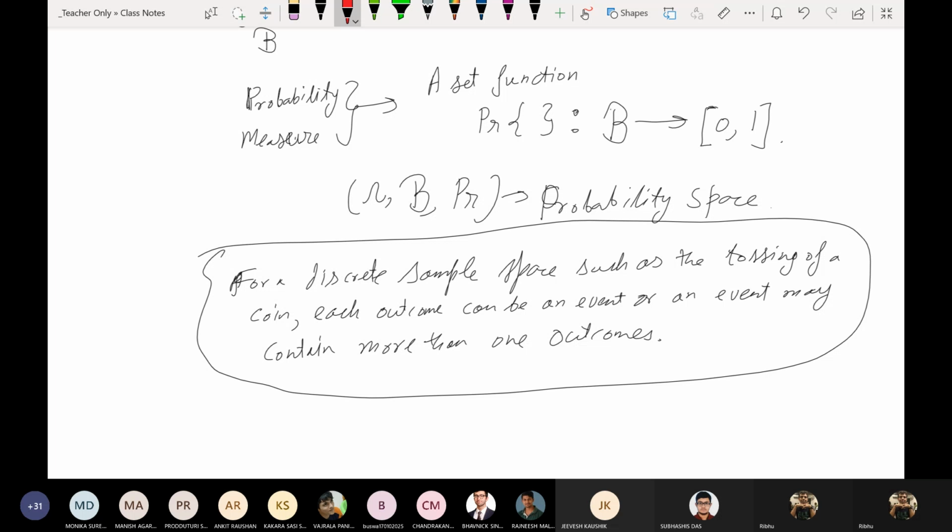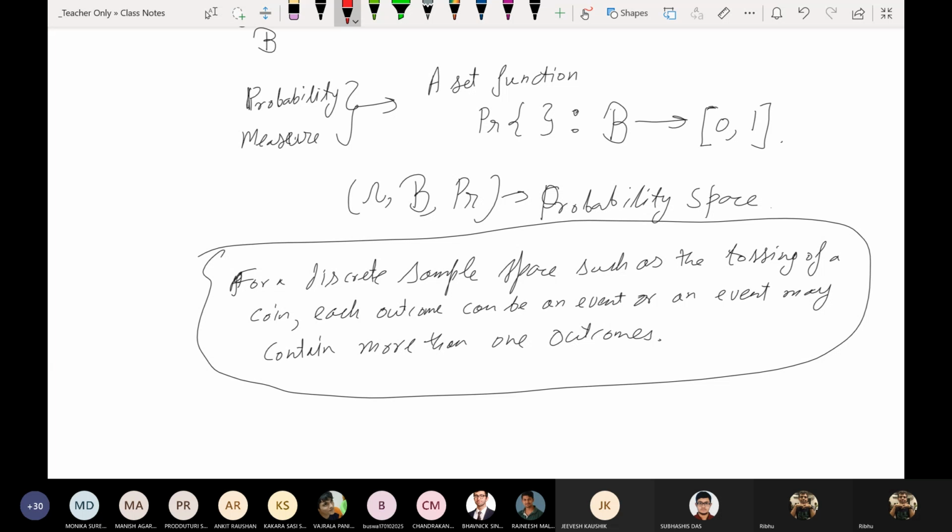Any opposition to this statement? So this event is an element of the power set, right? The event is an element of the power set. We call it the event space or the sigma field. Event space is slightly easier to remember, so we'll call it the event space.